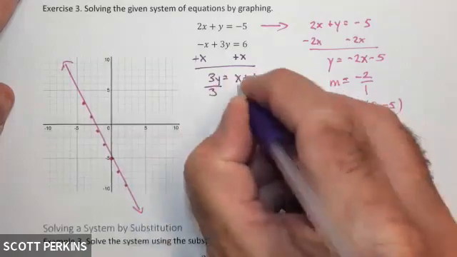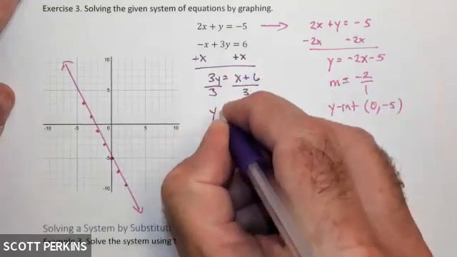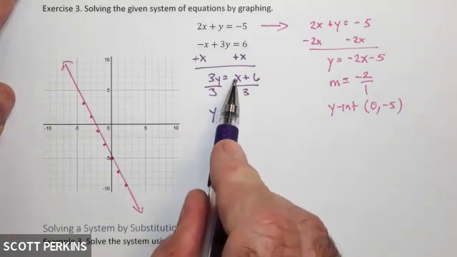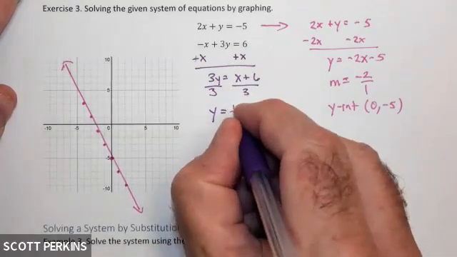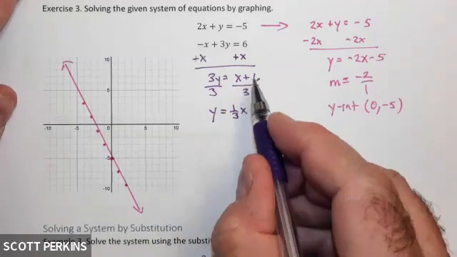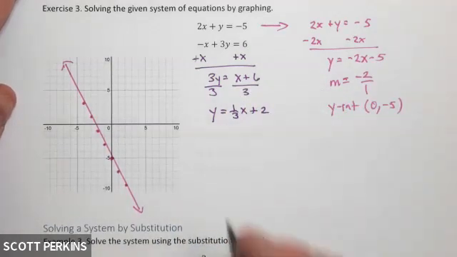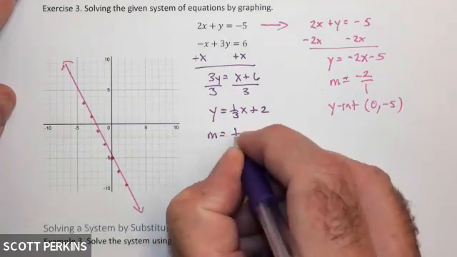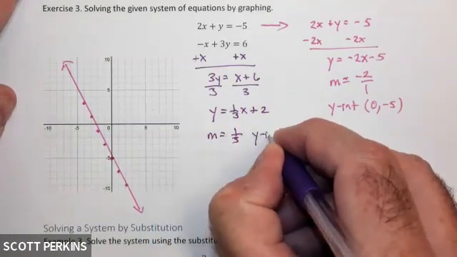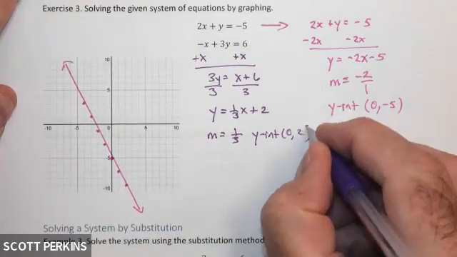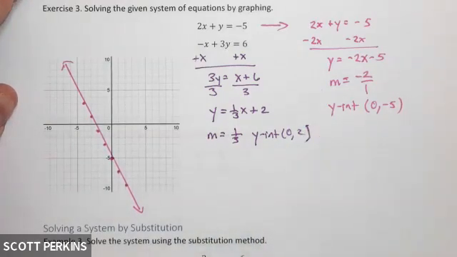Divide both sides by the 3. Again, don't forget to distribute. And so in front of the x, right now I have a 1 divided by 3, so that's 1/3 x. And then 6 divided by 3 is plus 2. So my slope is 1 over 3. The y-intercept is (0, 2). And there again is the information that I need to graph that line.